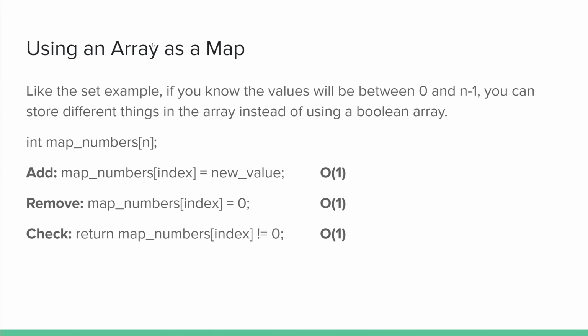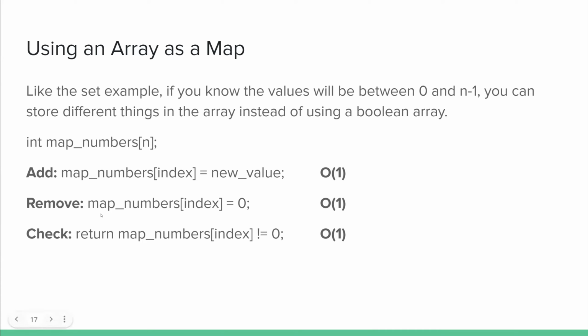So let's say you use an array as a map. Like the set example, if you know the values will be between 0 and n-1, the key values will be between 0 and n-1. You can store different things in the array instead of using a Boolean array. So we had a Boolean array before, but let's say you have an int array. Then you change the map numbers of that specific index value to the new value. So you're tying this key value, the index, to a new value; there's a key value pair, and then that value will be changed to the new value within the map.